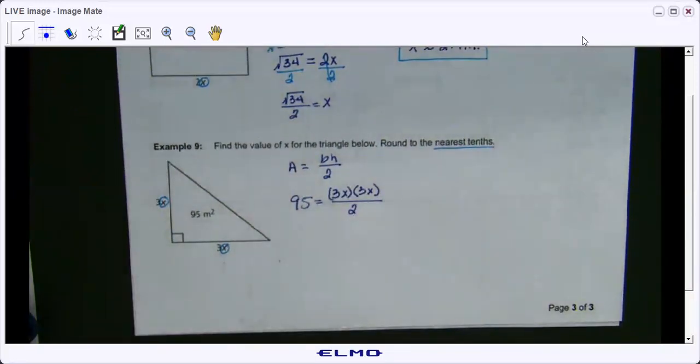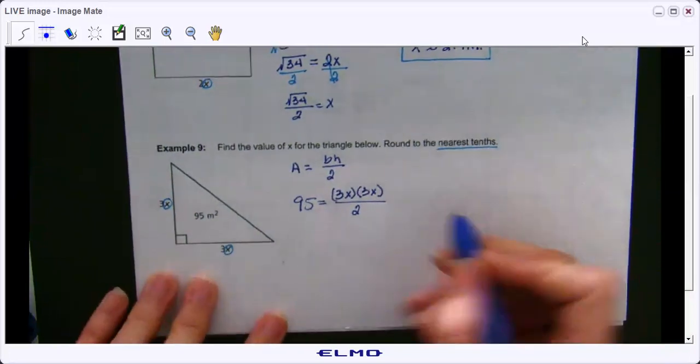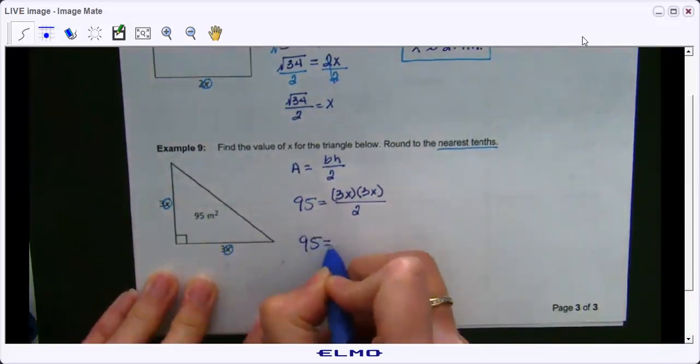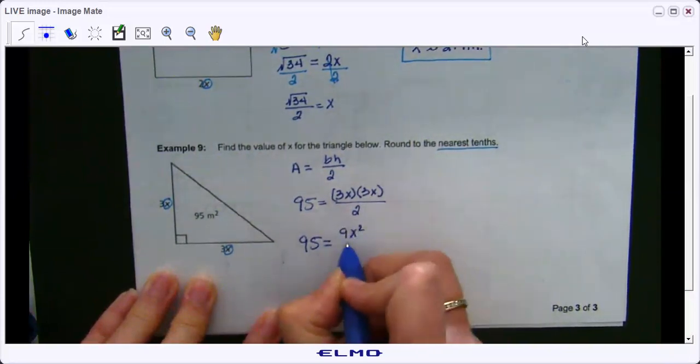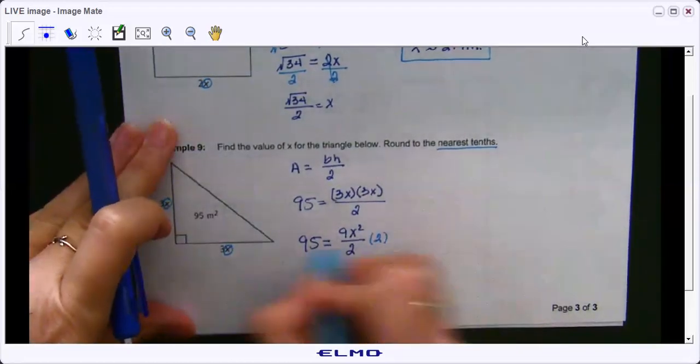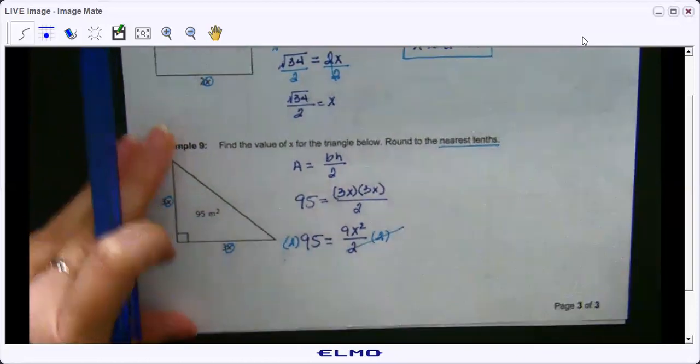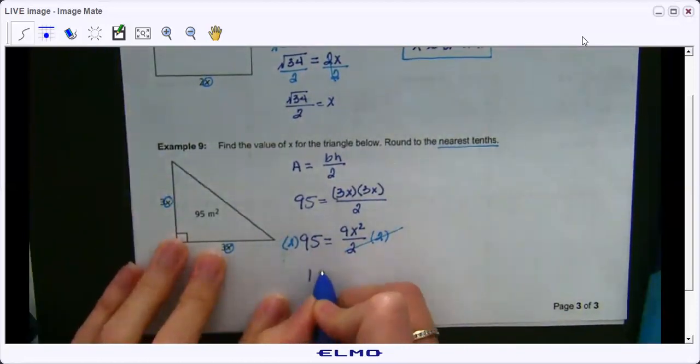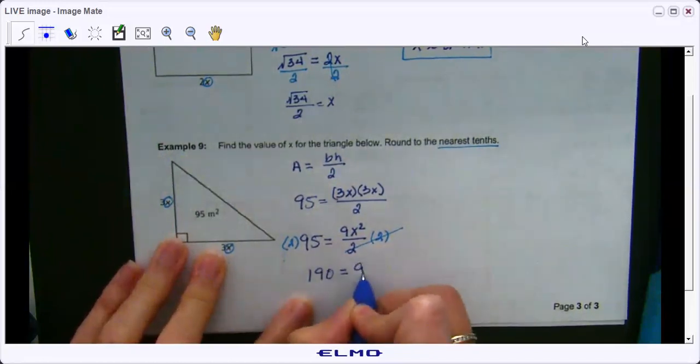So there's 2 ways we can go here. Does somebody want to suggest our first way? Okay. All right. So let's do that. Let's multiply base times height. So we have 95 equals 9x squared over 2. Before we square root though, what is something else that we can do? Yeah. We can multiply 2 on both sides. Yes. Let's multiply 2 on both sides. By doing that, cancel out the 2's and we're left with 190 equals 9x squared.